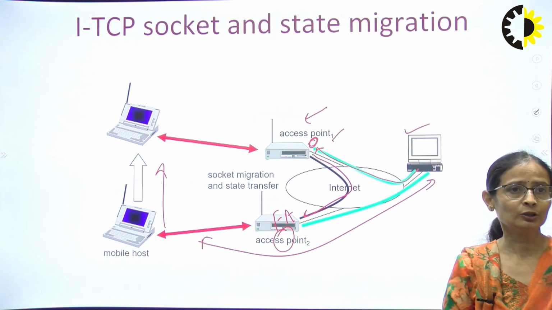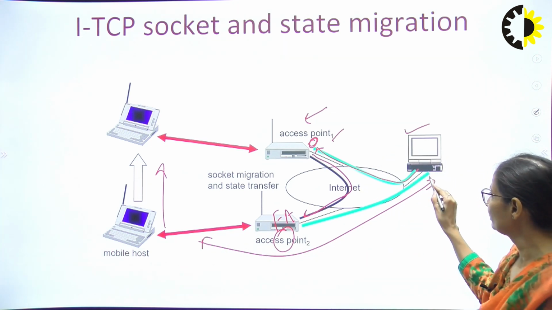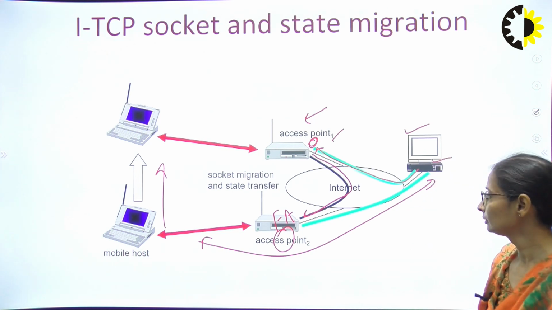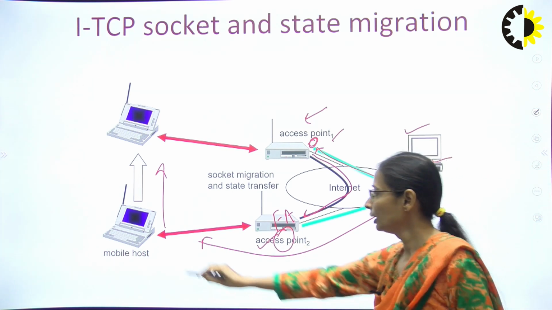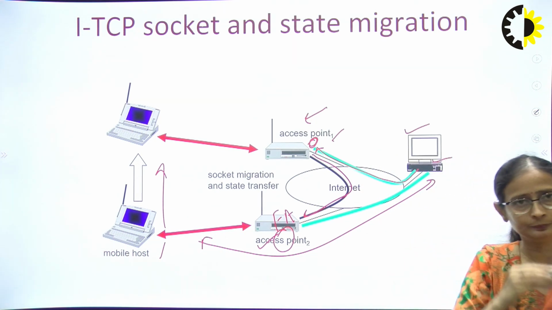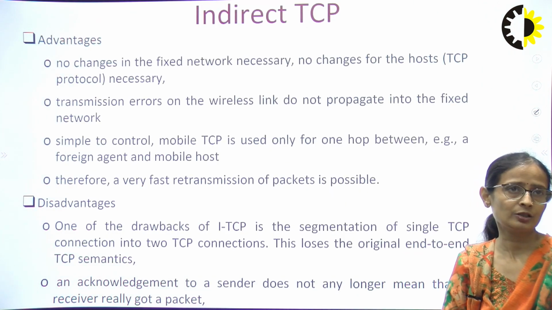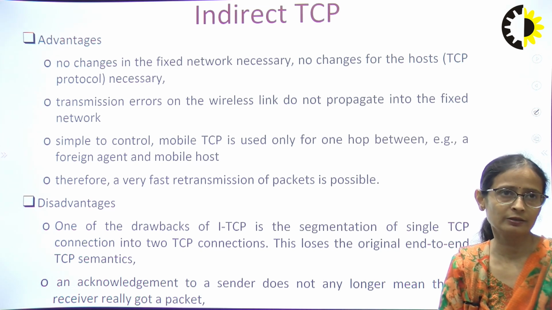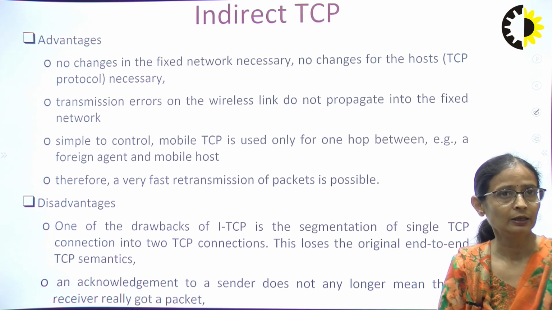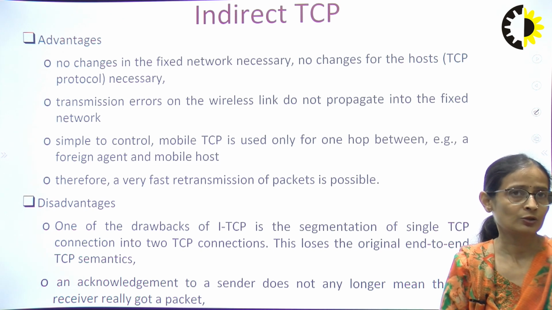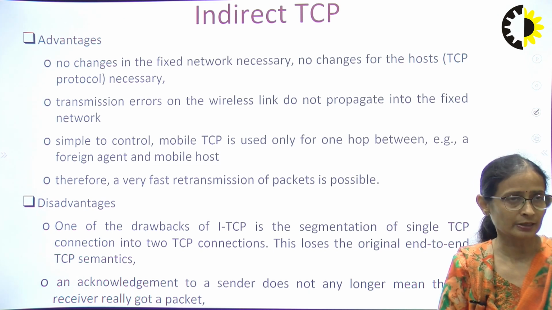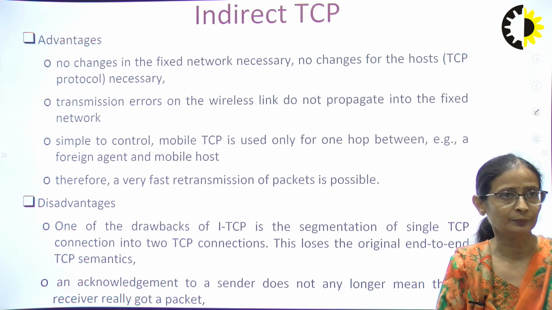Now the further communication is being done between CN, FA2 and MH. So what are the advantages of I-TCP? No changes in the fixed network are required, and no changes for the host. So your classical TCP protocol would work there.